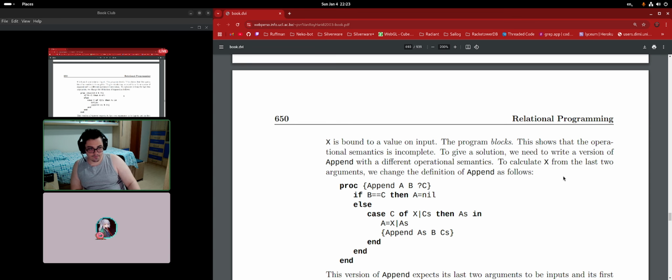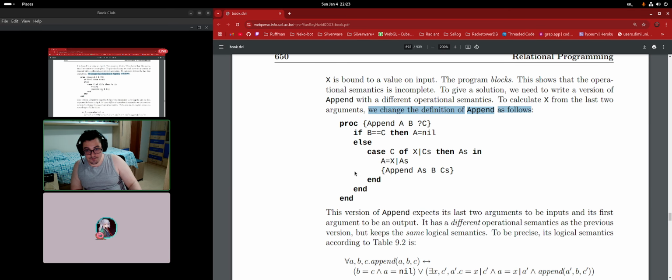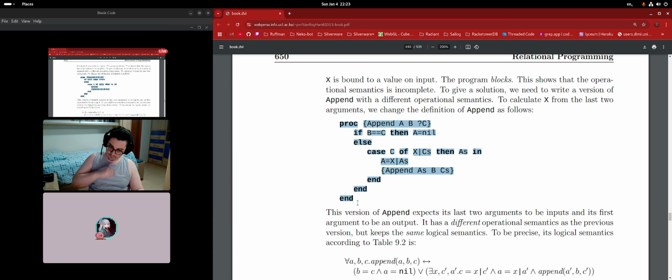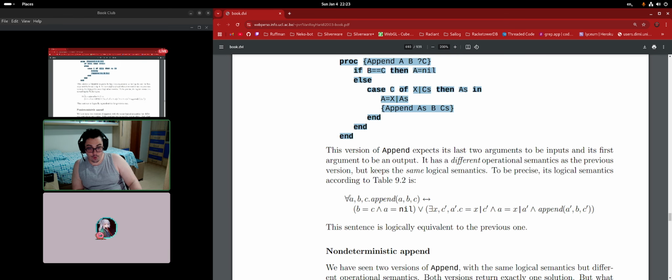To calculate x from the last two arguments, we can choose the definition of append as follows. And this is specifically tailored to this case now. Which, not surprisingly, gives the same logical semantics as the previous one. Well, not the same, but equivalent, right? Right, because you can just apply some identities and recover the other one.